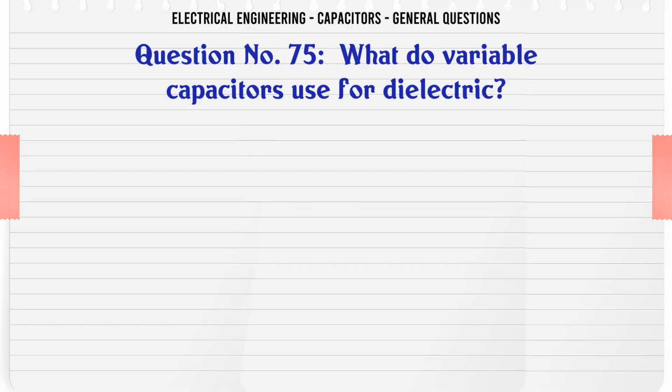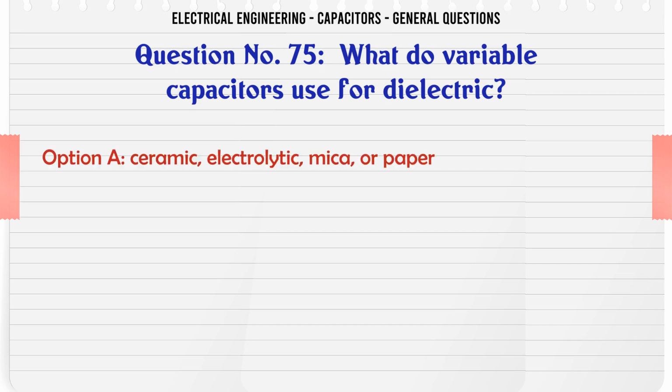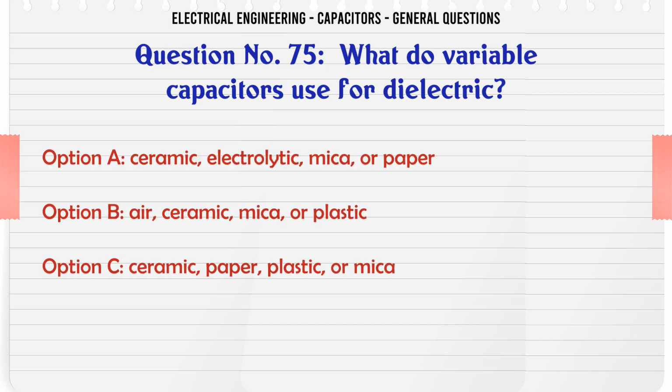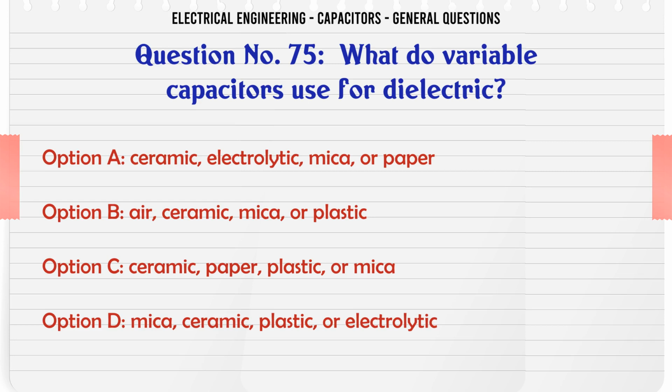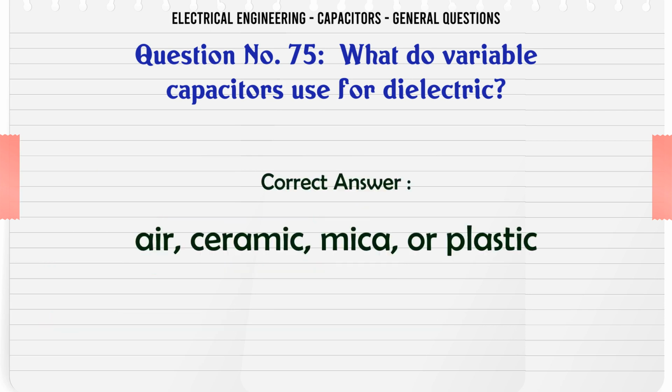What do variable capacitors use for dielectric? A. Ceramic, electrolytic, mica, or paper. B. Air, ceramic, mica, or plastic. C. Ceramic, paper, plastic, or mica. D. Mica, ceramic, plastic, or electrolytic. The correct answer is air, ceramic, mica, or plastic.